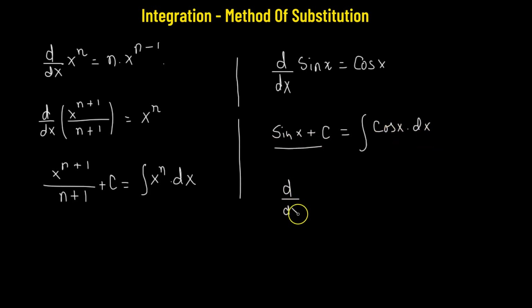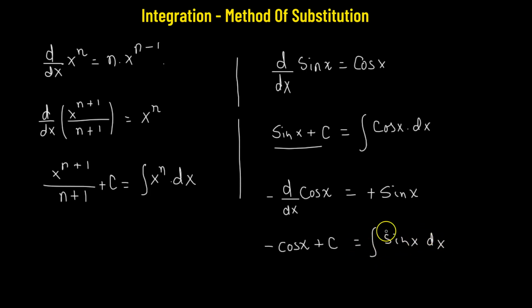Then we have the derivative with respect to x of cosine of x. This is equal to negative sine x. So what we can do is take this negative from the right hand side to the left hand side. That means if we take the antiderivative of this particular function, then we will have negative cosine x plus the constant of integration c equal to the integration of sine x dx. So the integration of the sine function gives us the cosine function, but it will be a negative cosine function plus the constant of integration c.